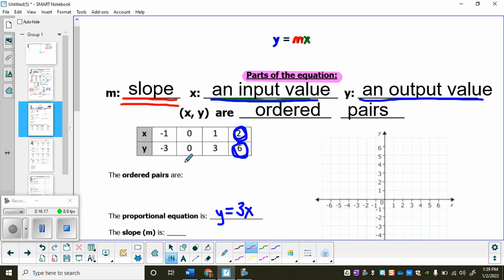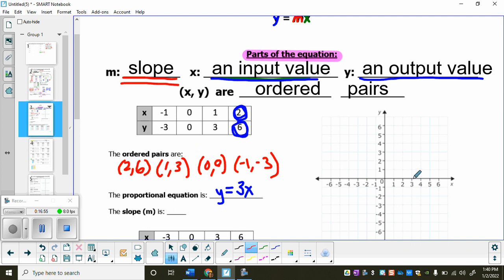And what we're saying is we've got all these ordered pairs from this equation. If I were to plug in a 2, okay, 2 times 3, my output value would be a 6. When I plugged in a 1, 1 times 3 is 3, so my output value was a 3. When we plug in a 0 into this equation, 0 times 3 is still a 0, so my output value is 0. And for the last one, if I did a negative 1 times 3, my output would be a negative 3. So these are ordered pairs, which can then get plotted on the line.